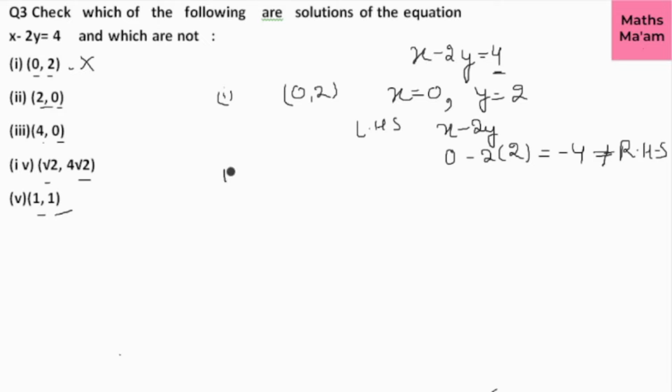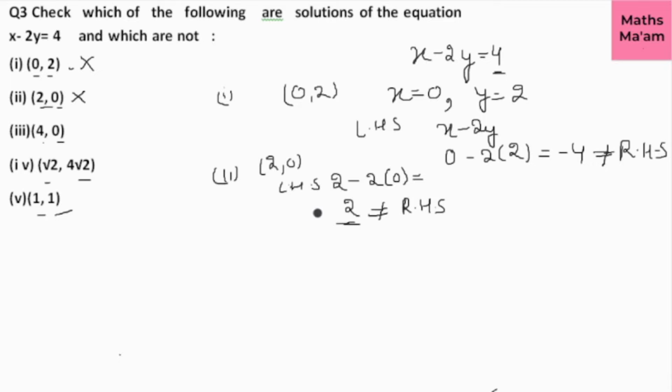Now let's say second one, 2 and 0. That means x is 2 and y is 0. If we put x 2 and y 0, then we'll get what in left hand side? 2 only, which is not equal to the right hand side again. So this is not the solution once again.